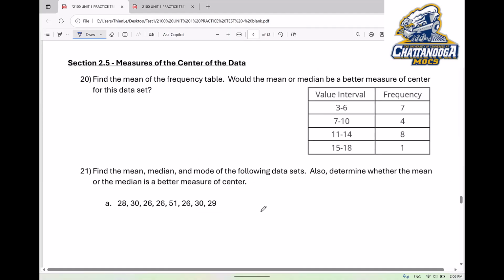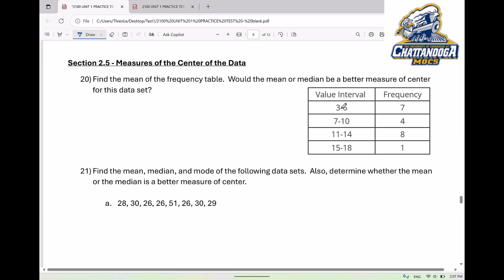In section 2.5, let's find the mean of a frequency table. We have a formula for that, right? Basically, we use the midpoint times the frequency for each class, add them up, and divide by the total frequency.